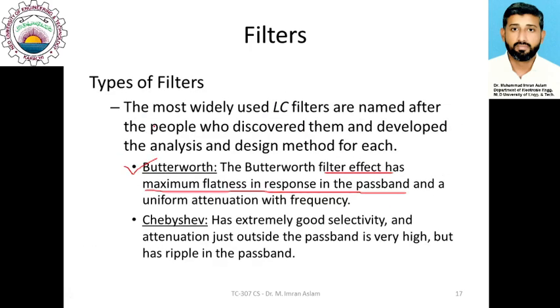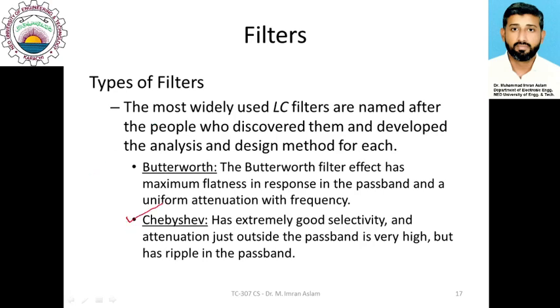In communication systems, the Butterworth filter is most commonly used, because in many communication systems our requirement is to have minimum ripples in the pass band. So that is why you would see in your subsequent courses as well that the Butterworth filter is very commonly used in many different systems. However, we have other types of filters as well.